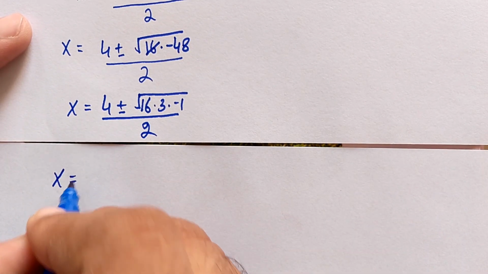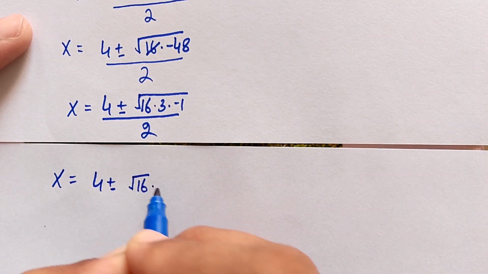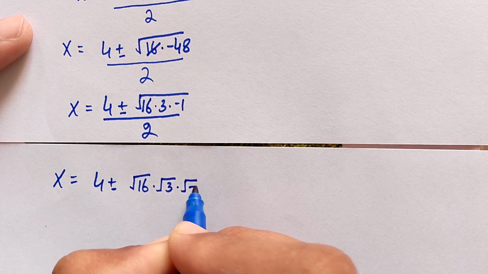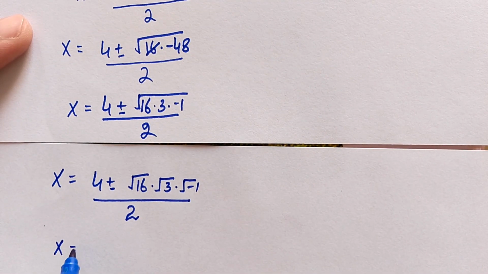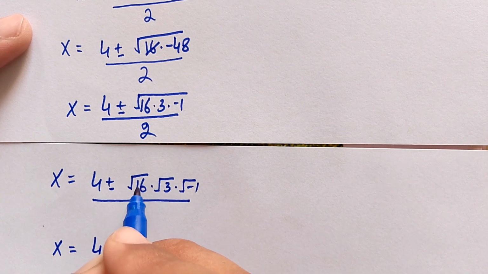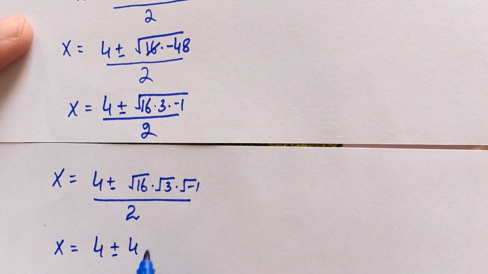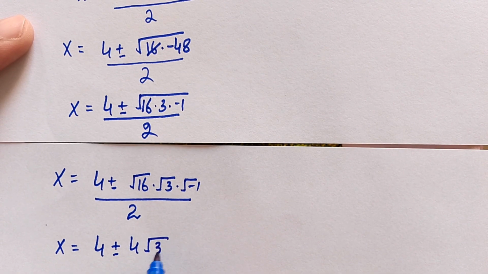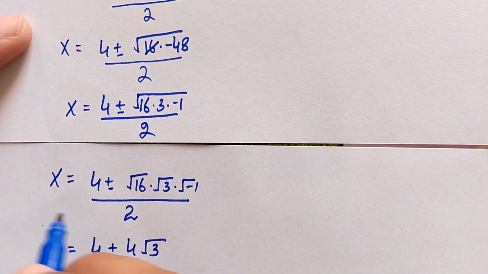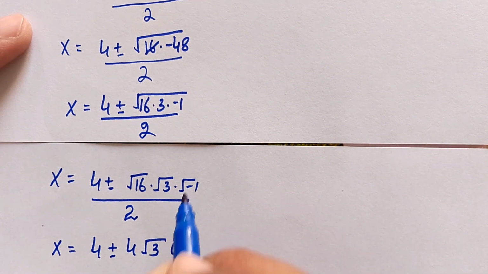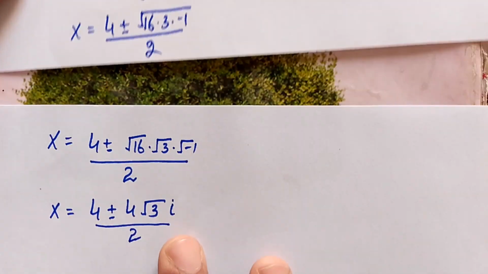x is equal to 4 plus minus square root of 16 times square root of 3 times square root of minus 1, divided by 2. We remove from the square root, so this will become 4 times square root of 3, and we know that square root of minus 1 is equal to i, so this will become i, divided by 2.